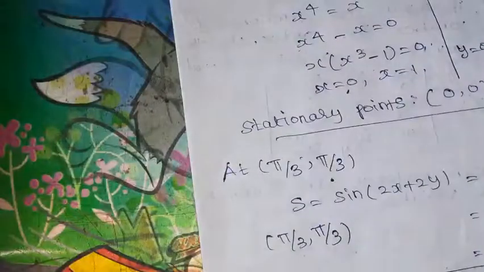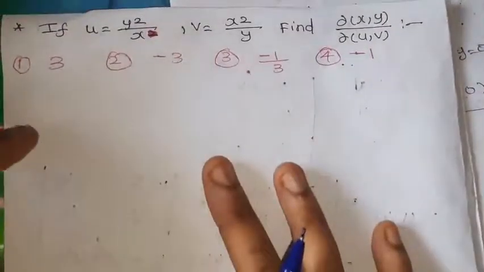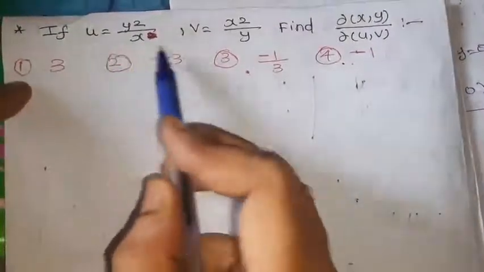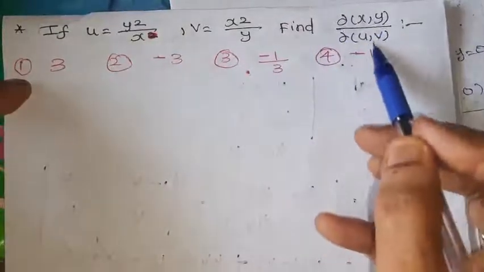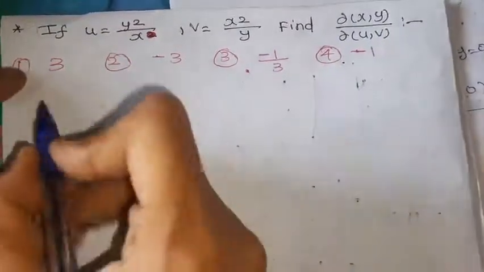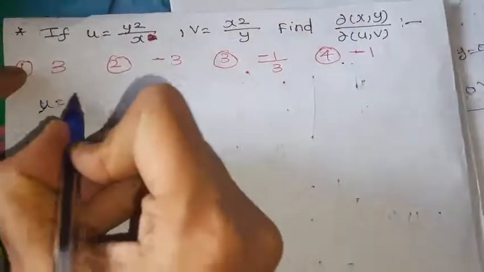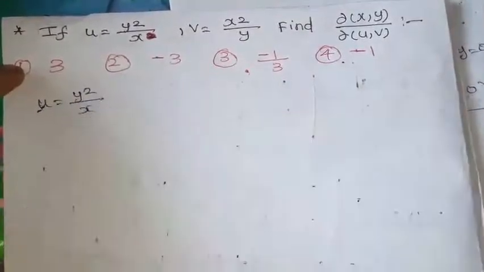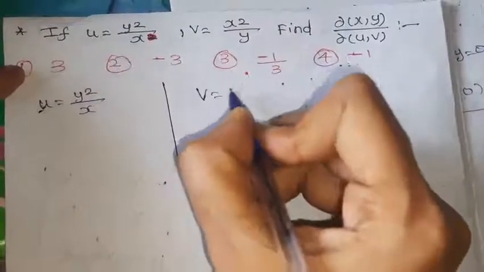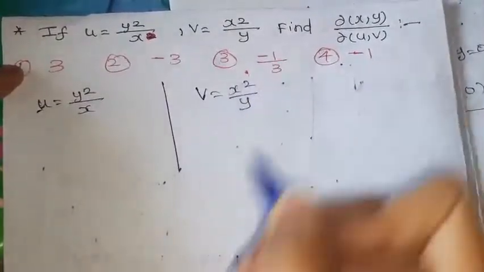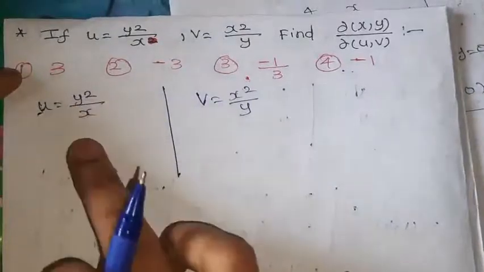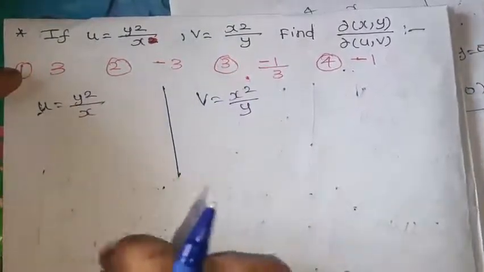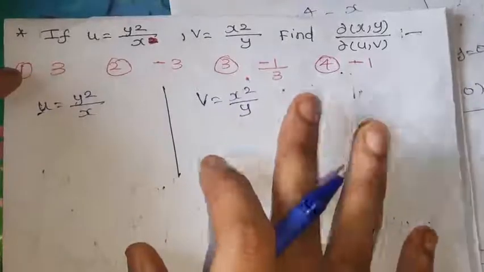Then we'll move on to the next problem. See what is given: u and v values are given. We need to find ∂(x,y)/∂(u,v). So first write the question values: u equal to y squared by x, then v equal to x squared by y. First we need to find u_x, u_y, that is ∂(u,v)/∂(x,y) only, from this.